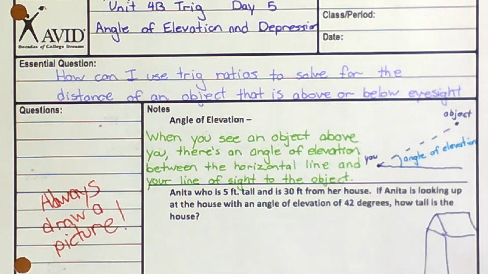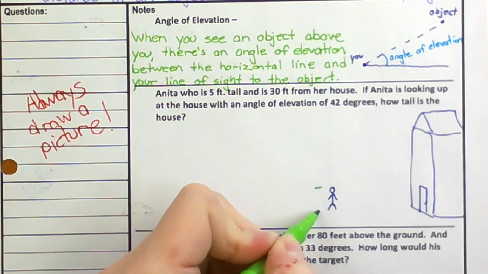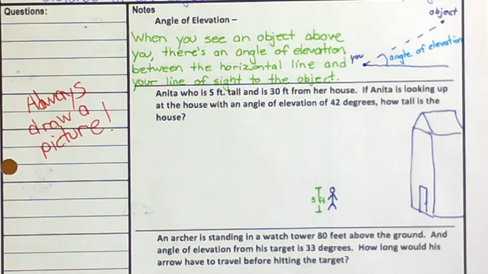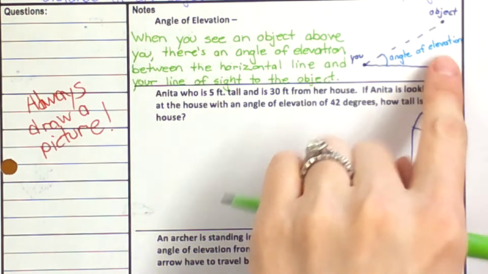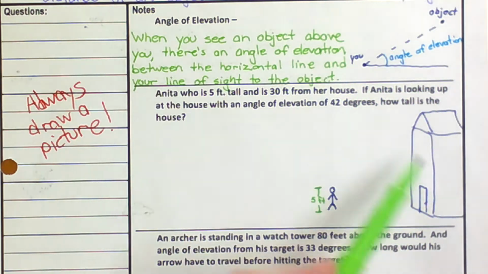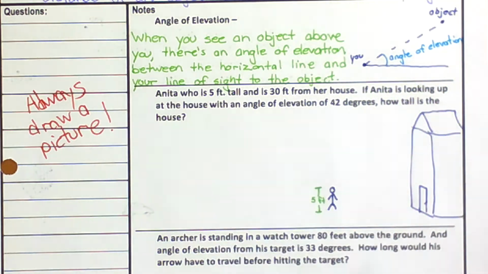So over here I have my house and I have Anita. Now one thing it does say is that Anita is 5 feet tall. So I want to add that information on there. So maybe just there to there is 5 feet. Okay. And if you notice up here, I could close this off and make a right triangle. So that's what I'm going to do here. That's how trig comes into play, because I am going to create a right triangle with my line of sight, a vertical line, and a horizontal line.